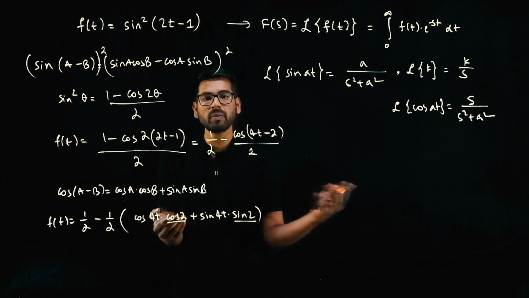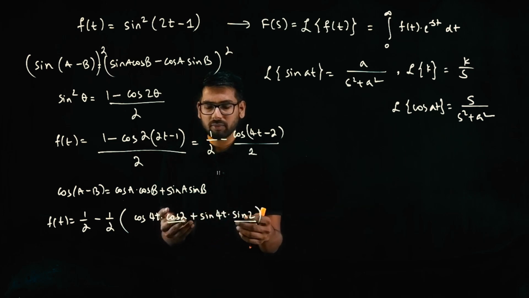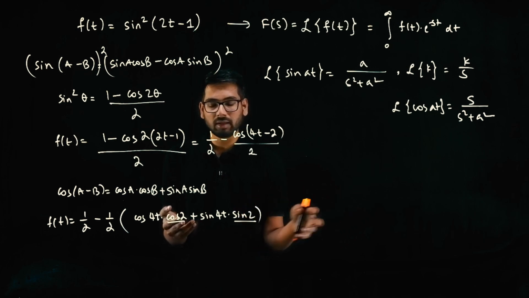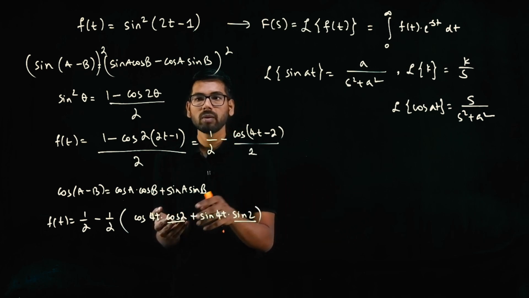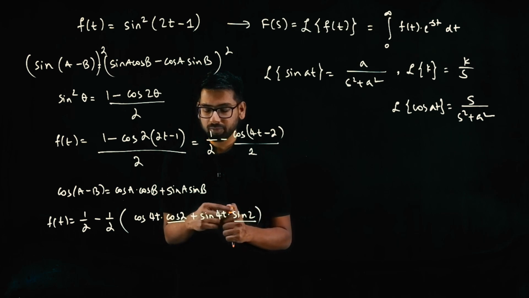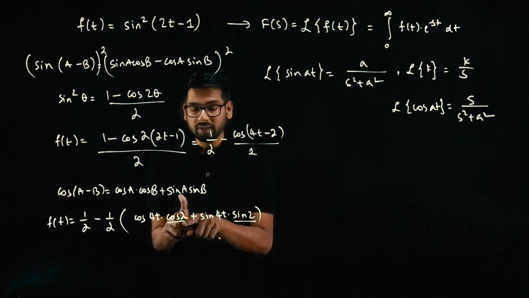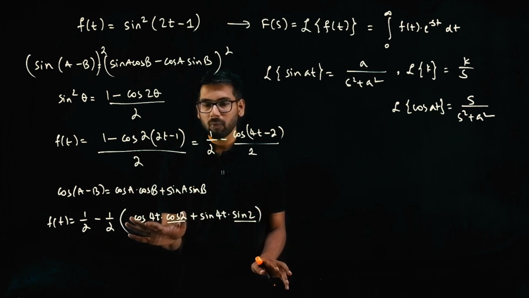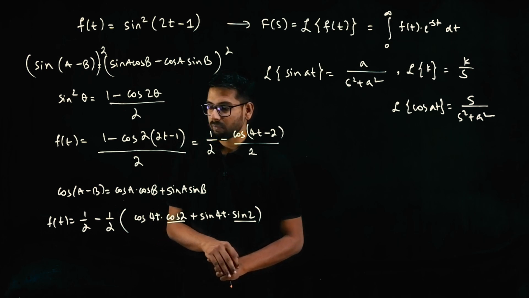The value of cos 2 could be something, I don't know. Sine 2 is almost near 0, that is 0 point something, and cos 2 will be 1 minus 0 point something, like that. But the point is we can consider them as constants, and we can keep them outside, along with 1 over 2, while taking the Laplace transform.